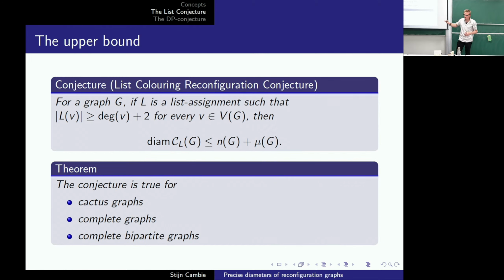So it's already verified, for example, for cactus graphs, so for example for cycles, for complete graphs, and for complete bipartite graphs. As I gave the example of the K3 form, maybe you can already visualize that you can only recolor towards a color that's at the other side once you removed the other side.